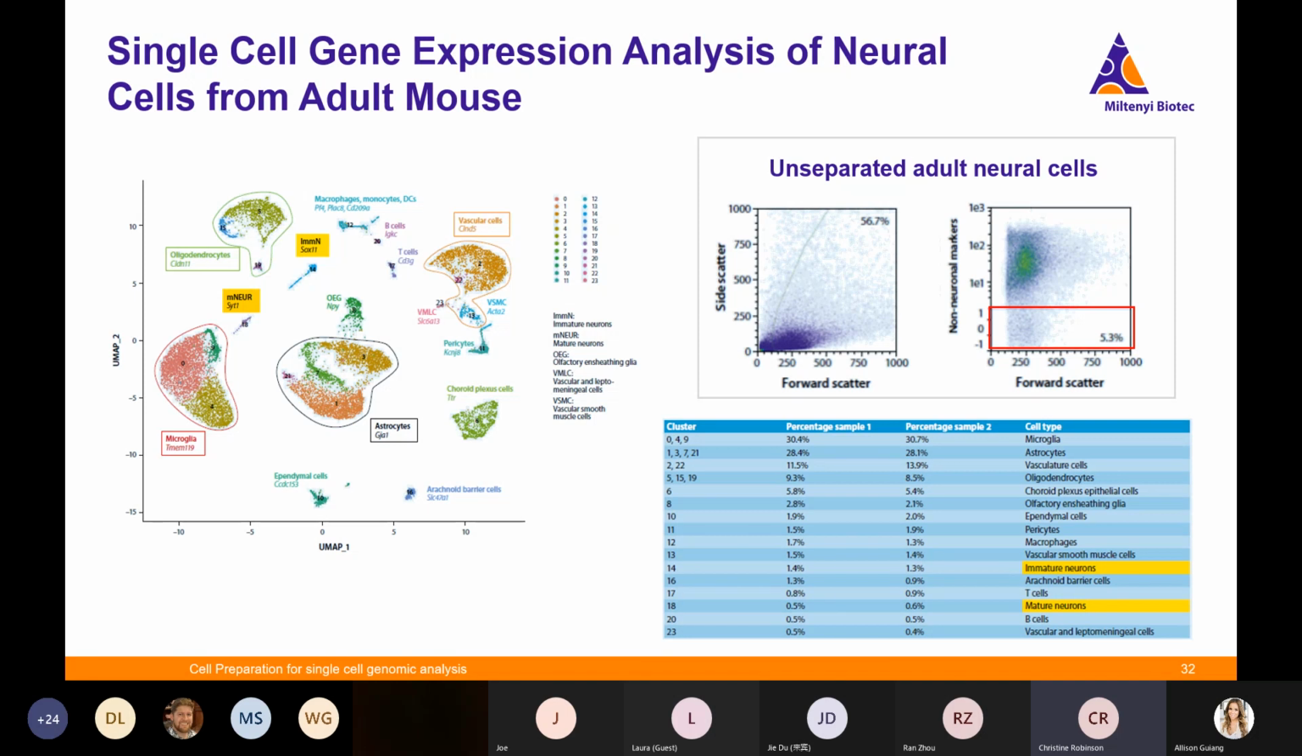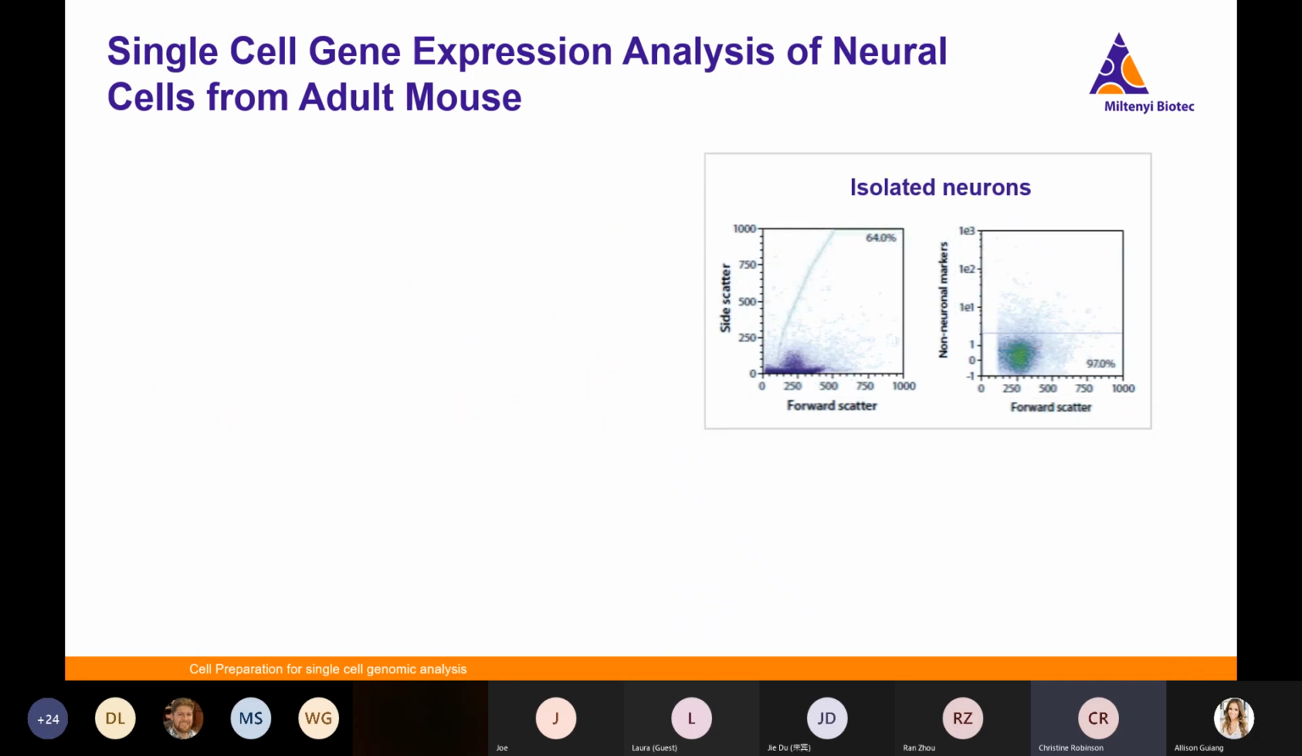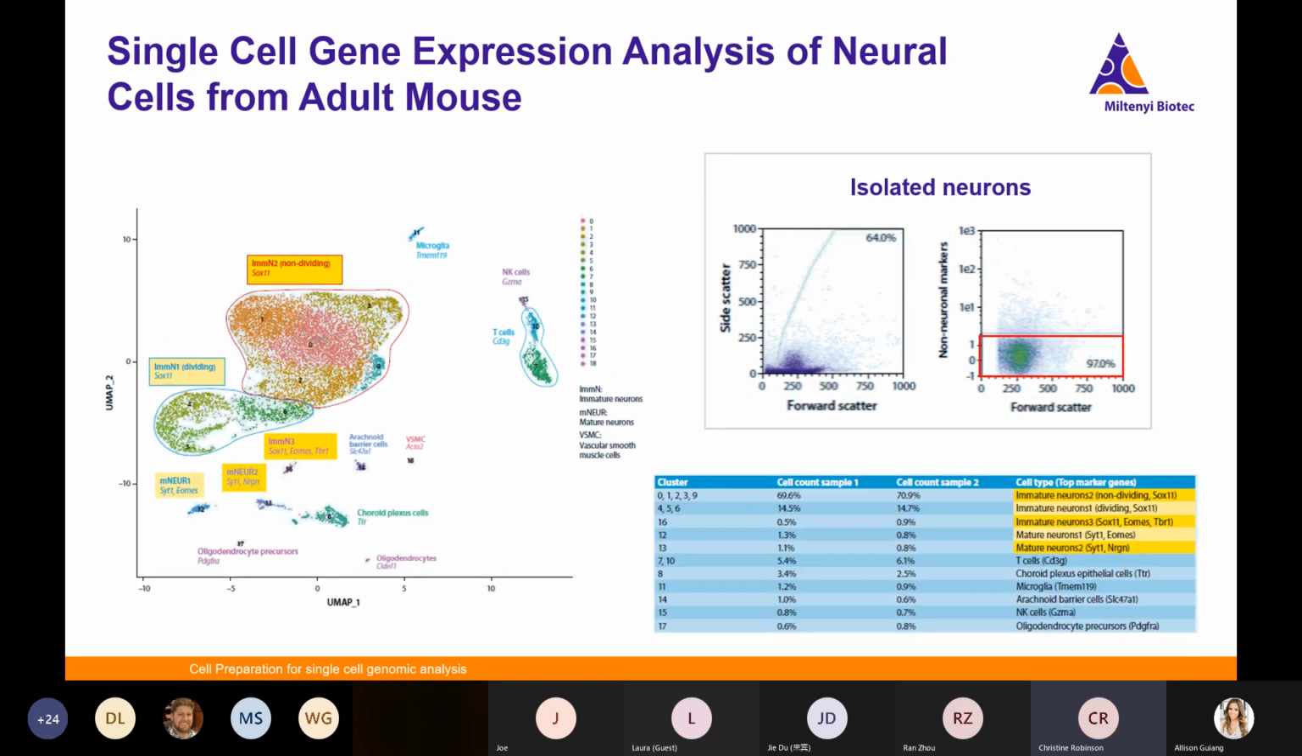But then if you go to the next slide, after isolation, the neurons were enriched to over 95% of the population. And this is reflected in the gene expression analysis. The plot on the left is showing a majority of the cell population is immature neurons, over 80%, and a minor population are mature neurons, about 2.5%. And all those other neural cell types are successfully depleted from the sample, including microglia, immune cells, astrocytes, oligodendrocytes. So isolating your neurons upstream of sequencing allows you a more sensitive analysis of those neuronal cell populations, and it really gives you a lot more bang for your buck when it comes to sequencing data. And we know that sequencing can be expensive, so that's really important.